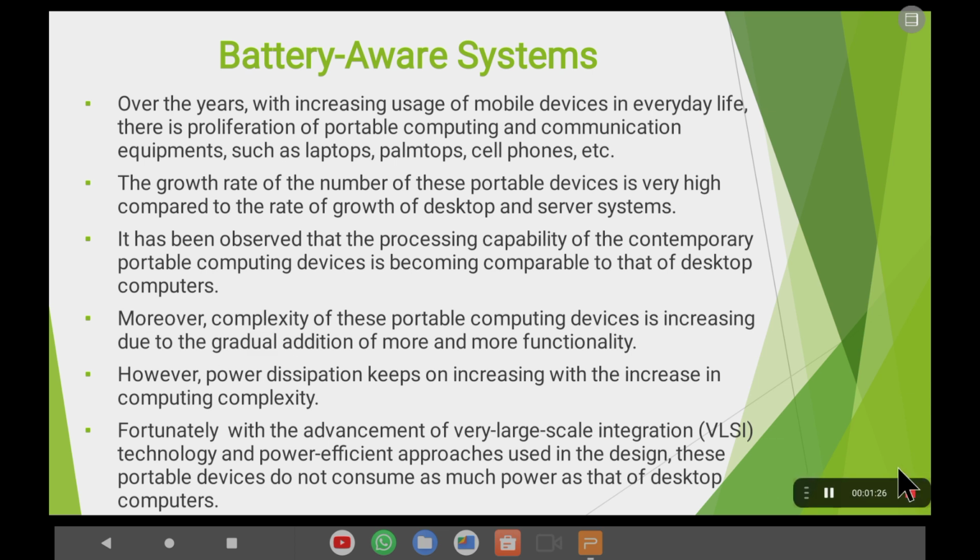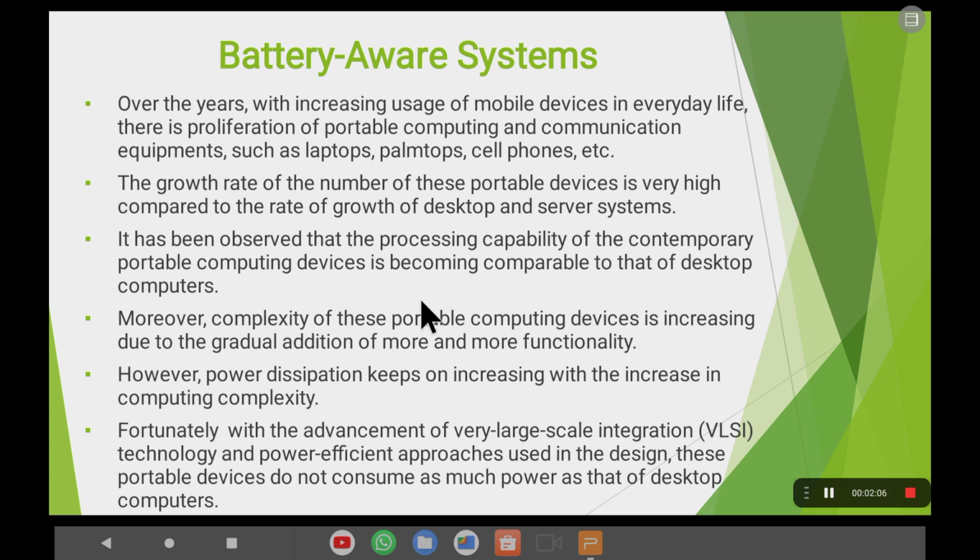It has also been observed that the processing capability of contemporary portable computing devices has become comparable to that of desktop computing. That means mobiles and tabs are very flexible to work with compared to a system. If you want to work with a desktop system, you need to carry that device, which is complicated. But devices like mobiles, laptops and tabs are handy, so we can easily carry them from one place to another, and there is flexibility in terms of work as well as in handling the devices.